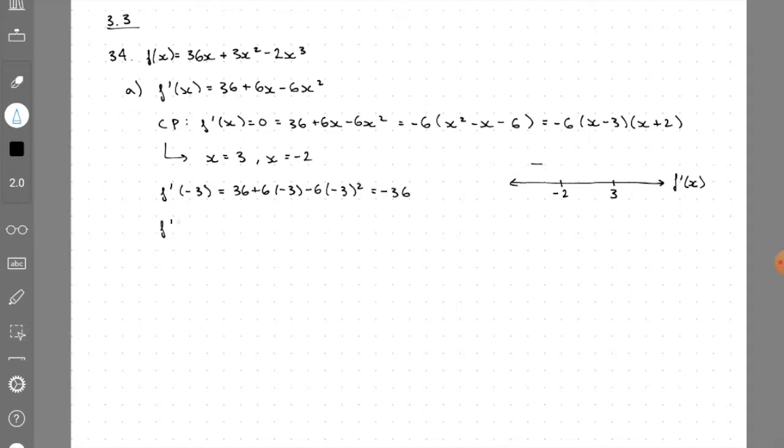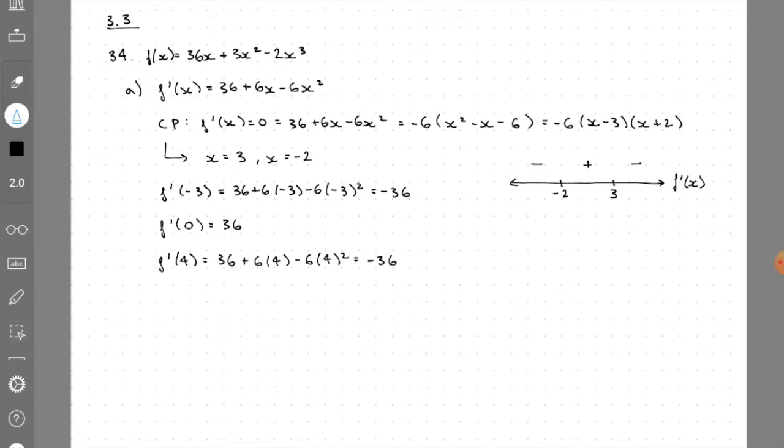Then I'm going to pick a number between negative 2 and 3. I'm going to pick 0 because it's easy. So you have 36 plus 0, which is just 36. It's going to be positive. And then let me pick a number that's greater than 3. I'm going to pick 4. So it's going to be 36 plus 24 minus... It's going to be negative 36. Oh, look at that. Okay. So it's going to be negative.